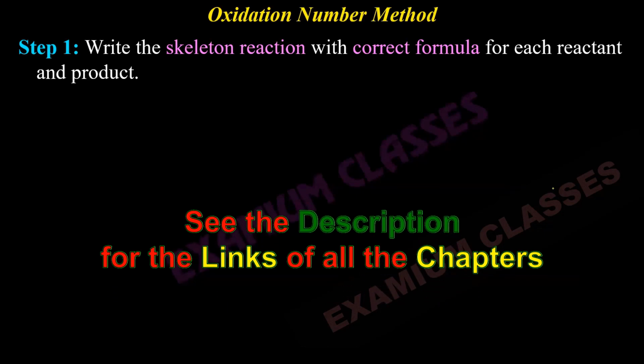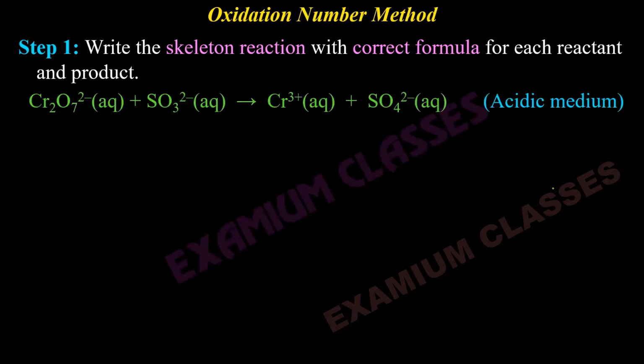The first one is to write the skeleton reaction with correct formula. So I'm taking just an example of this reaction where dichromate ion reacts with sulfite ion and gives you chromium ion and sulfate ion. And I am saying that it is acidic medium. It can be basic medium, it can be acidic medium. In a few reactions, I will be talking about acidic medium, in a few basic medium, and it will affect the way we balance the reaction later on.